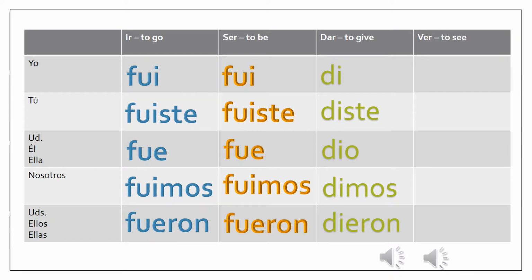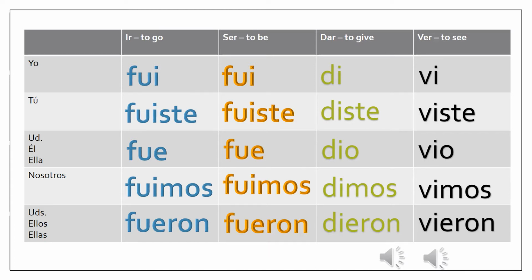And then our last in our really irregular chart is ver. Our forms of ver are vi, viste, vio, vimos, vieron. We group this into this chart because it doesn't add accent marks. A regular preterite has accent marks in different places, so we put the verb ver in this chart to remind ourselves that we don't need accents here.